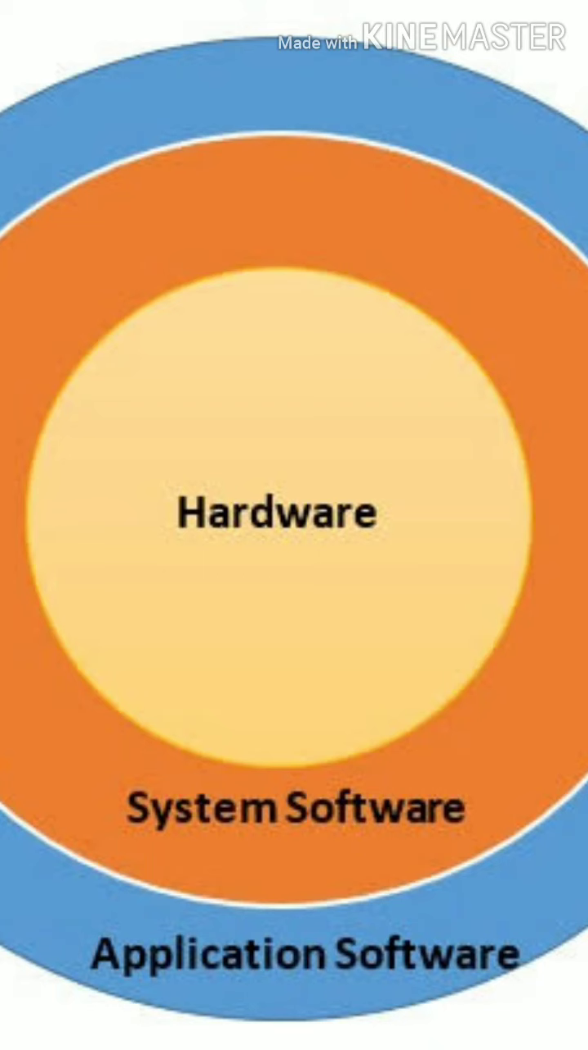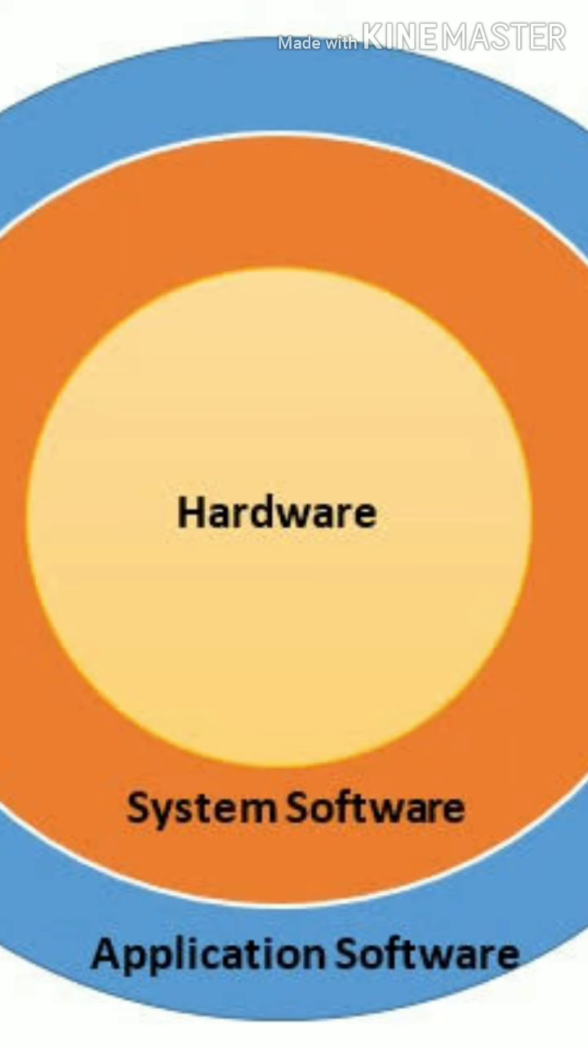In this video, we are going to discuss the operating system. Let's first see this image here. As you can see, at the center is the hardware parts of the computer. Over that, we have the system software, and at the topmost is the application software. So actually the computer is organized in the form of layers.